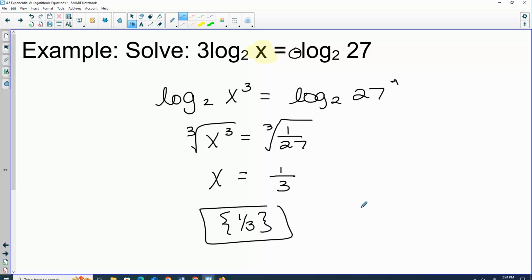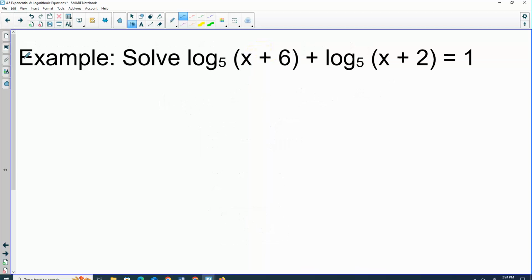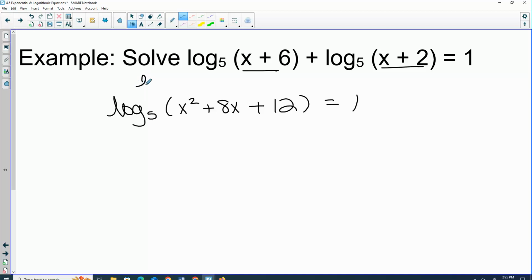All right, are we up for more of a challenge? Okay, here we go. Logs are added, what do we do with them? So, I have to take x plus 6 times x plus 2, so I'm going to FOIL that. X squared plus 2x plus 6x, so that's plus 8x plus 12. So what I did, just in case you need me to show my work, we can combine by multiplying those arguments.